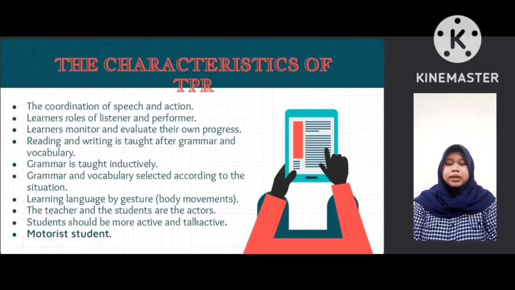Learning language by gesture or body movement. The teacher and the student are the actors. Students should be more active and talkative. And the last one is motoric students.